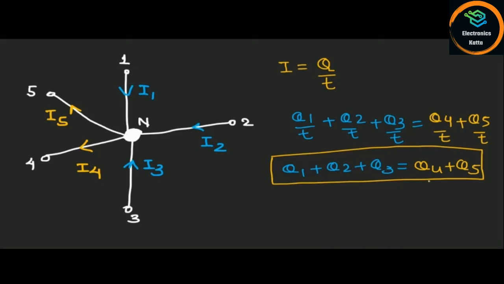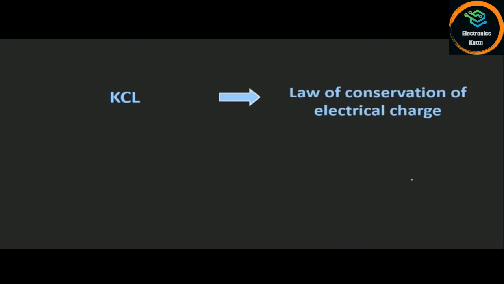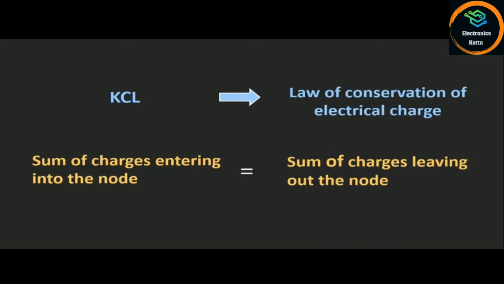So we can say that Kirchhoff's current law is nothing but the law of conservation of electrical charge. That means the sum of the charge entering the node is equal to the sum of the charge leaving the node. Now let's take one numerical and see the application of Kirchhoff's current law.